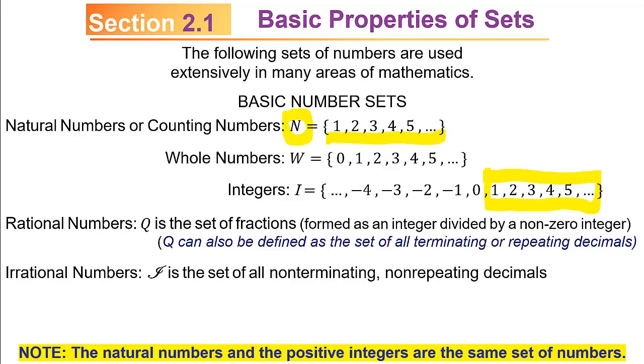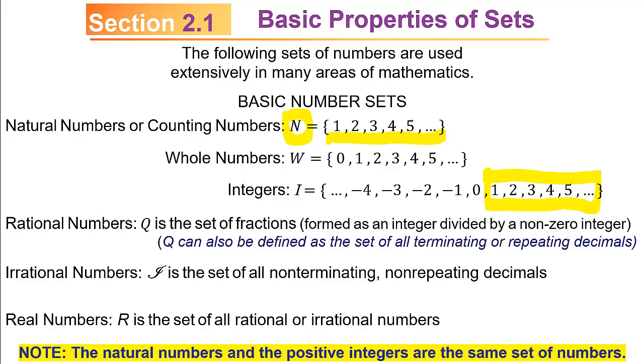The irrational numbers, we use a script I. A regular I for integers, a script I for irrational numbers. That's the set of all decimals that don't terminate and don't repeat. And finally, the set of real numbers, we use capital R. That's the set of all rational or irrational. If you throw the rational numbers and the irrational numbers together, you get the set of real numbers.